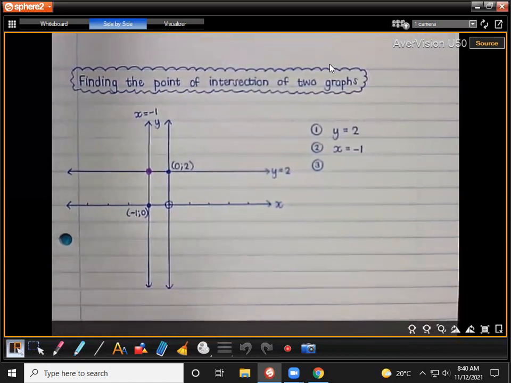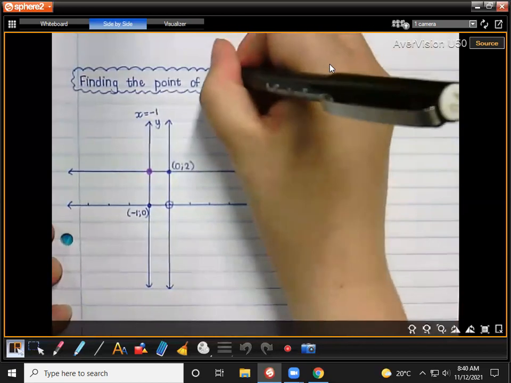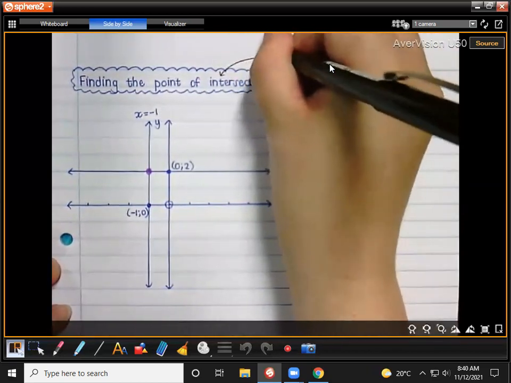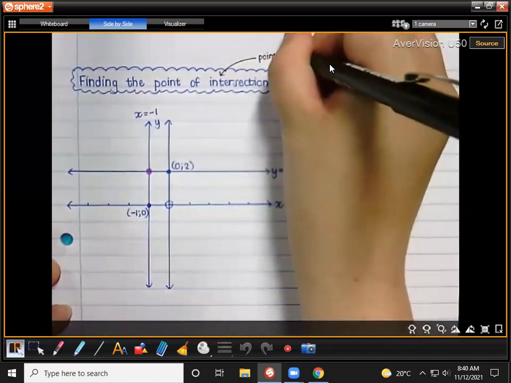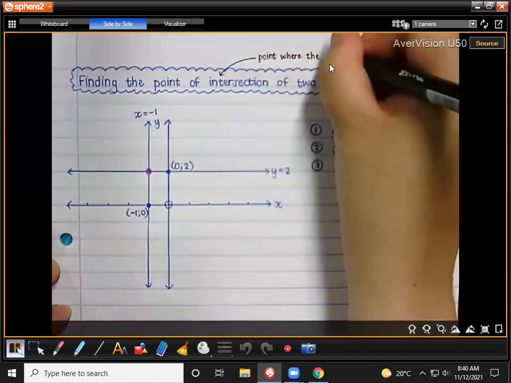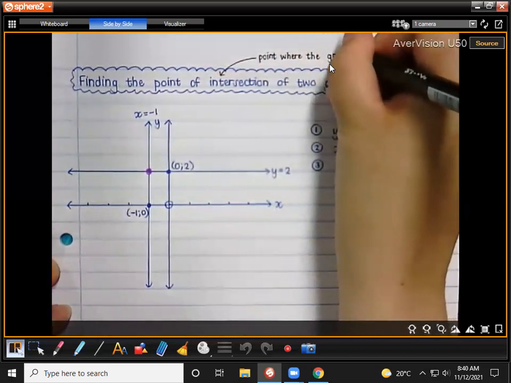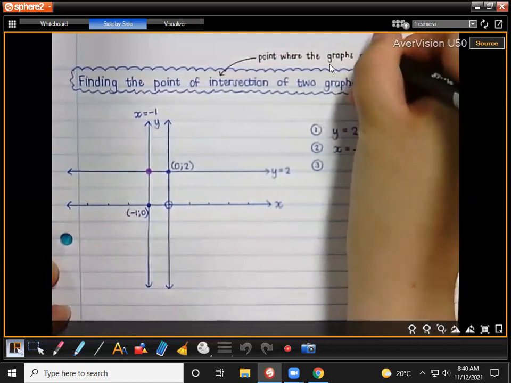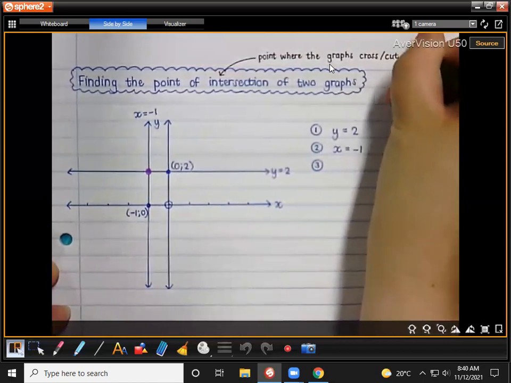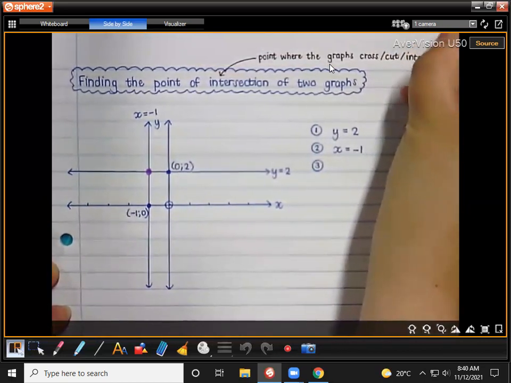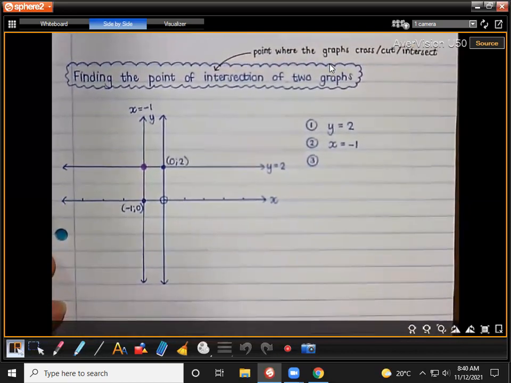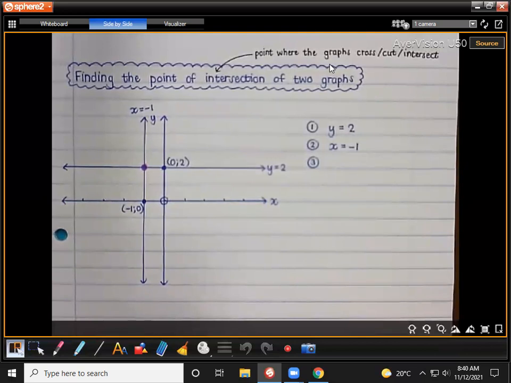Okay, we can add that to our heading there at the top. What is a point of intersection? It's the point where the graphs cross. Or cut, or intersect. Intersect is actually the proper mathematical term, but the other is also fine. Right, that's what a point of intersection actually is.